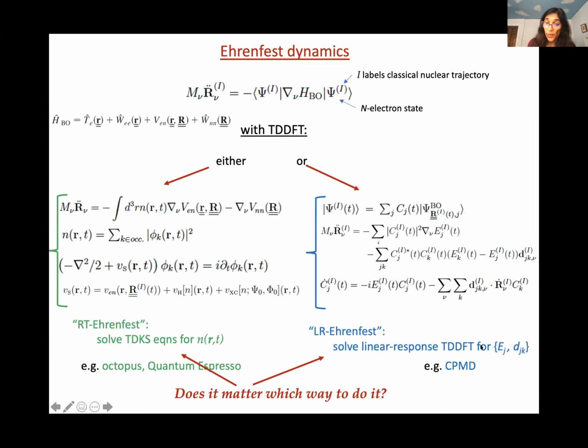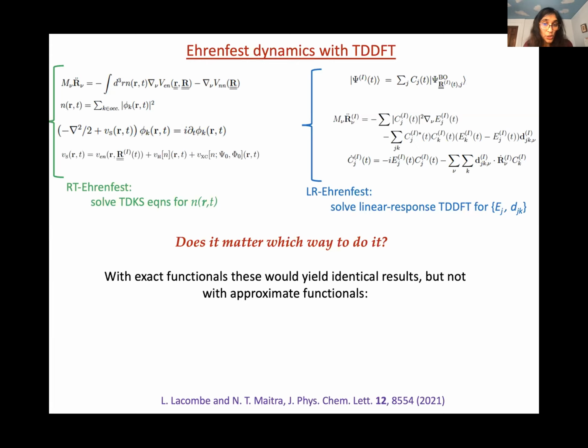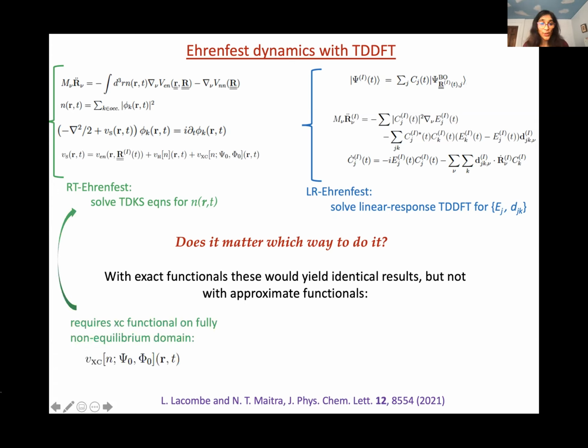CPMD, for example, does Ehrenfest in this linear response way, whereas Octopus or Quantum Espresso look at the real-time way. So here are the equations again. And so, of course, if you had exact functionals, you would get identical results, but not with approximate functionals. And I guess you know now which one you'd want to pick, right?